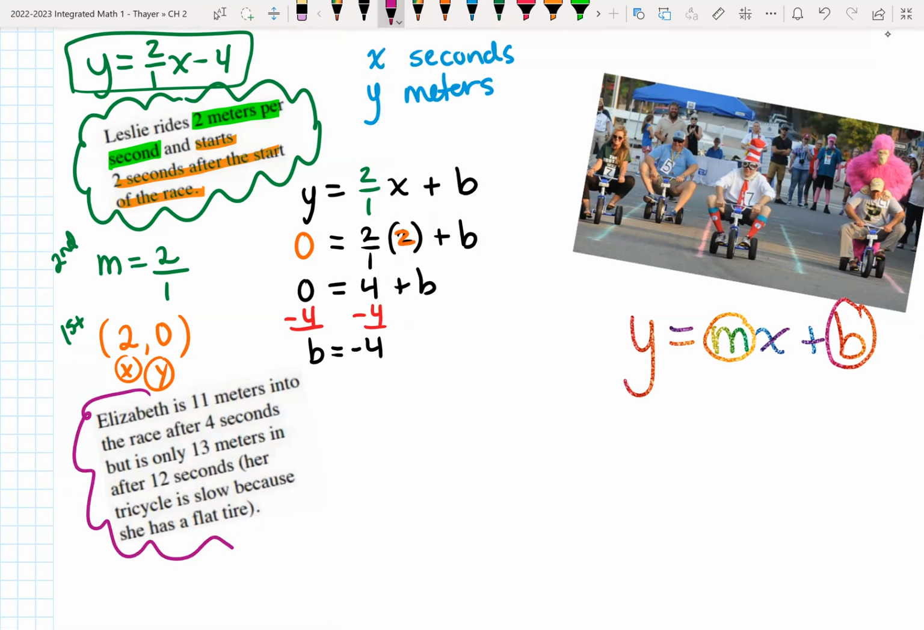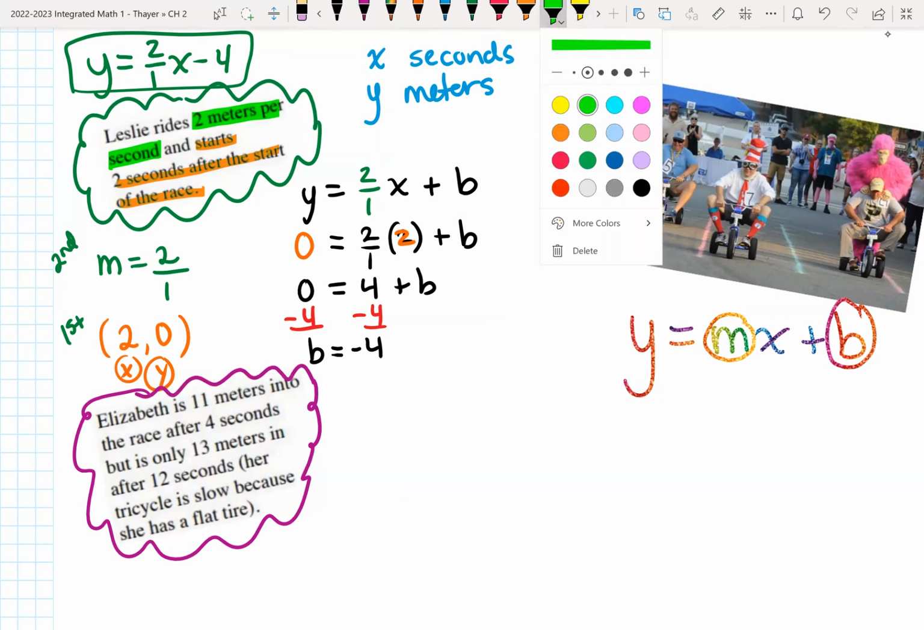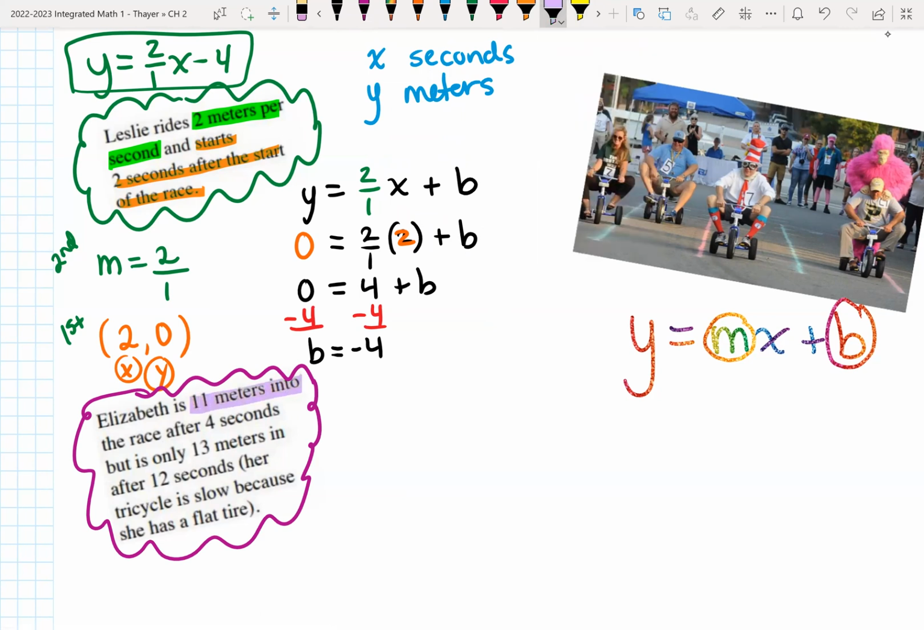Here's what we know about Elizabeth. We have a couple snapshots in time of her race. First snapshot tells us that at 11 meters into the race, she's at 4 seconds into the race. So 4 seconds, 11 meters. That's a coordinate. The other clue is at 12 seconds, she's 13 meters into the race. Another coordinate. 12 seconds, 13 meters. She's going very slow, apparently, because she's got some sort of flat tire going on. Well, they gave us 2 points. That's enough information to use this slope equation and find the slope of her equation.